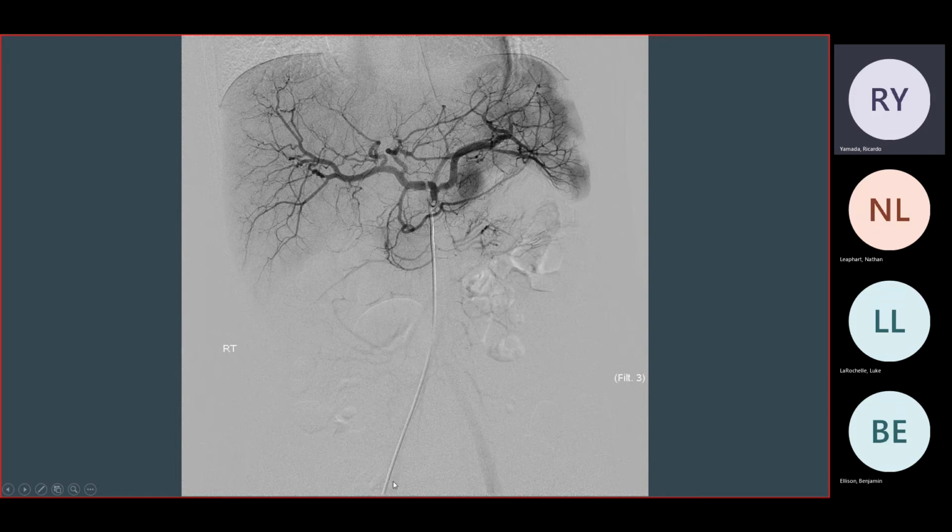So here we have a catheter coming from the right femoral artery. We get the catheter all the way up into the aorta and into the celiac trunk.